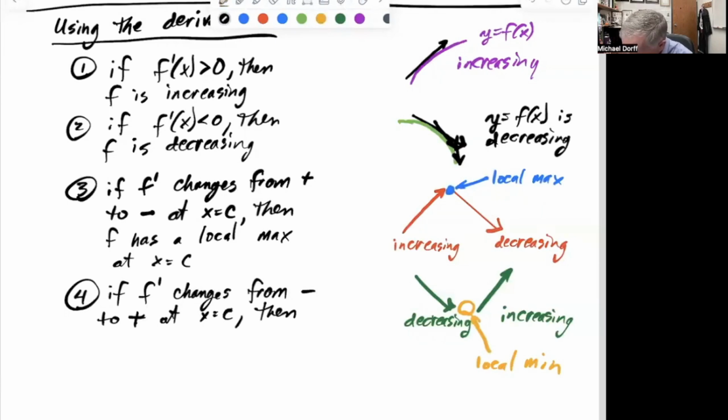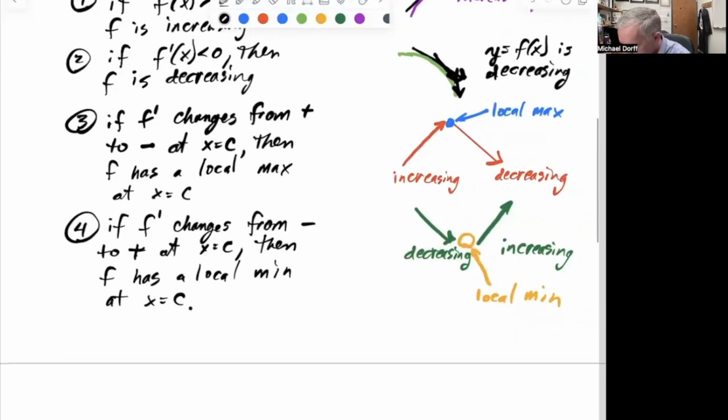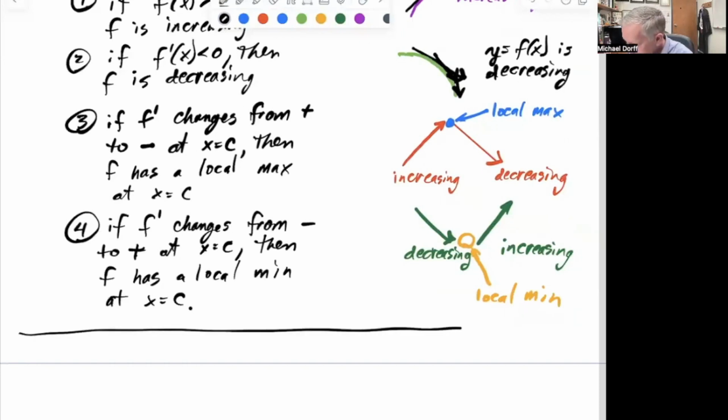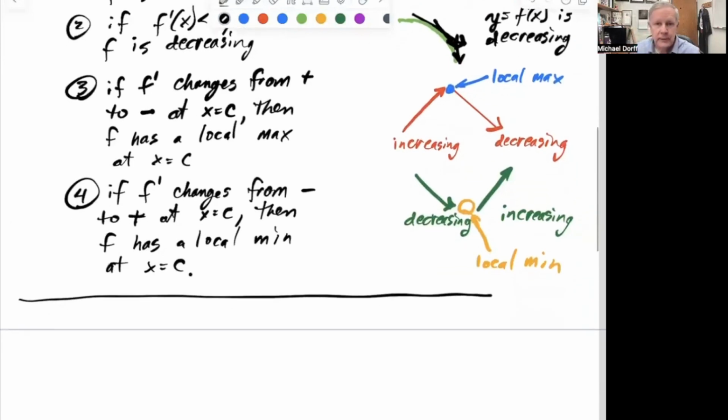So if the derivative changes from negative to positive at c, then f has a local min at x equals c. And those are things that maybe some of you have already realized. I don't know if we've specifically talked about those, but I think they fit in really well with the ideas we've talked about. Now let's talk about some things using the new terminology we've talked about, especially in terms of the second derivative.